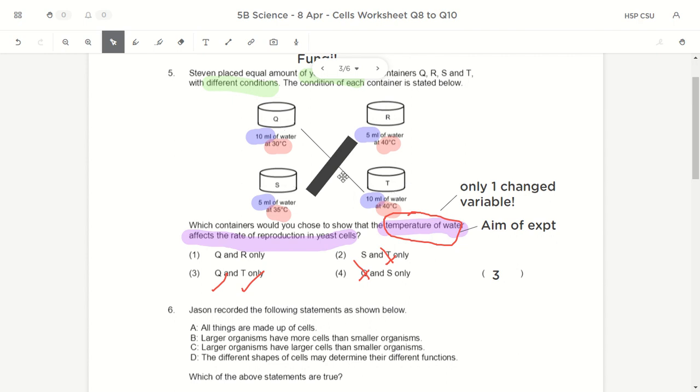So Q and T, same amount of water, different temperature, which is correct. S and R, similar amount of water, different temperature, which is correct too, but only Q and T is available as an option. So the answer is 3. Alright, this is an important question for process skills, especially for a fair test.